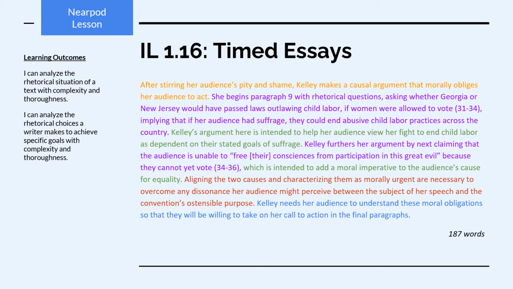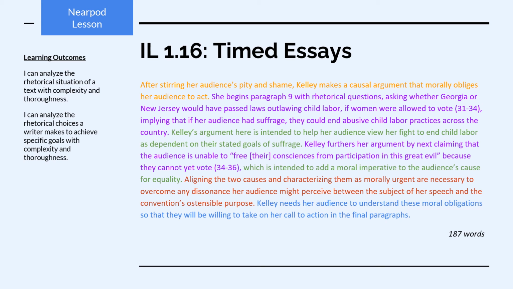So I've shared with you some sample body paragraphs for a rhetorical analysis essay, but I want to show you a version of one of those paragraphs that's condensed down for this limited timer. I believe my original paragraphs all were up to 250 to 300 words. I think one of them was even over 300 words. But here is a 187 word version of one of those paragraphs, starting with my topic sentence. After stirring her audience's pity and shame, Kelly makes a causal argument that morally obliges her audience to act. Super simple, started with my transition phrase, then my main clause just identifies the technique and briefly explains what it's designed to do to the audience.